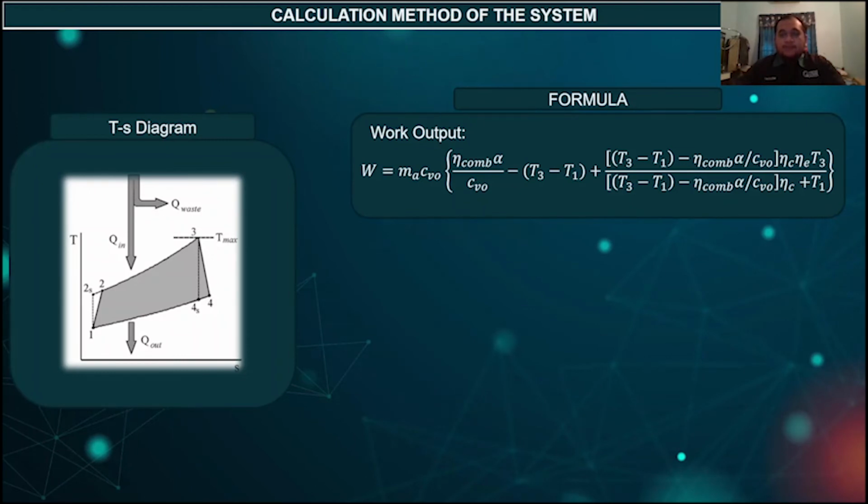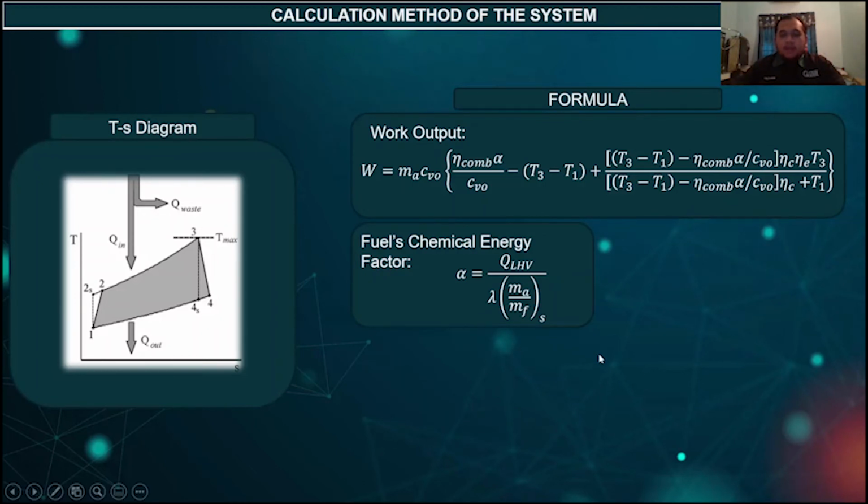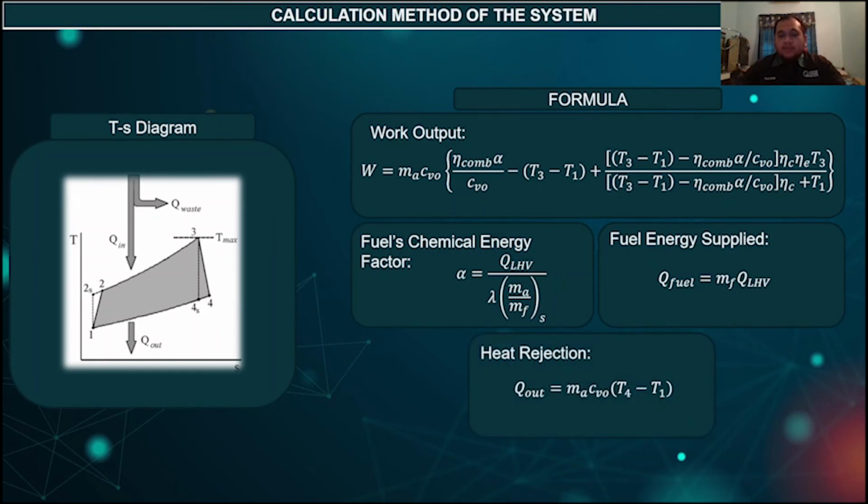The next formula involved is the fuel chemical energy factor, which is alpha, and then the next formula is the fuel energy supplied, and the last one is the heat rejection. So Q LHV is the Q of the lower heating value, and MF is the mass of the fuel. That's all from me. Thank you.